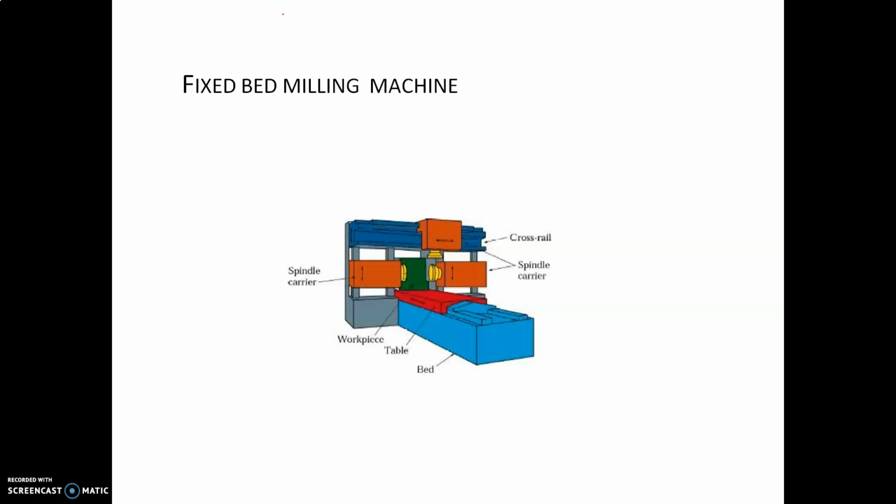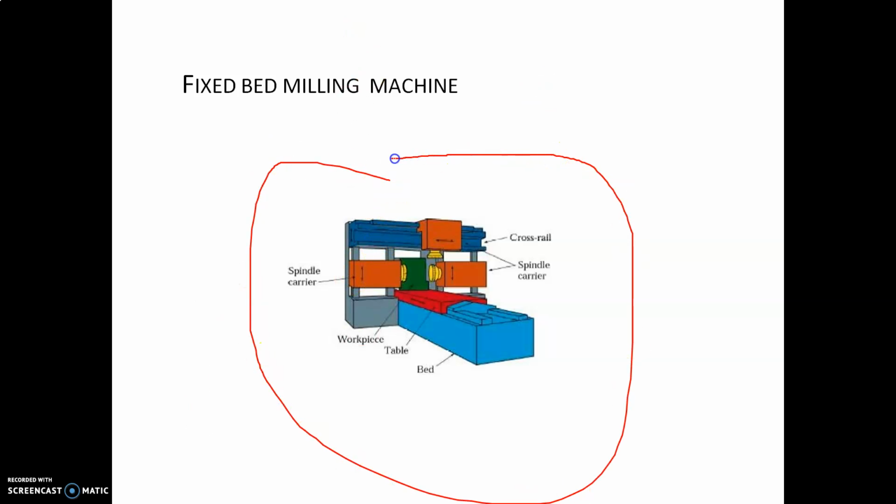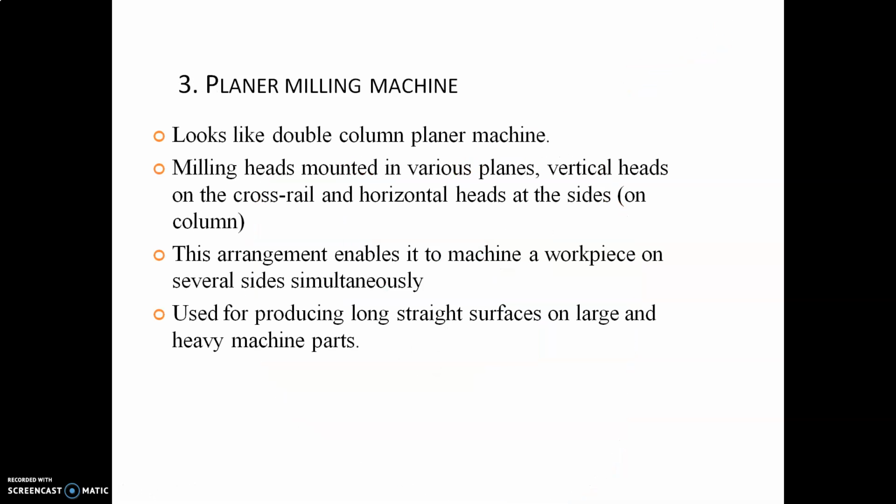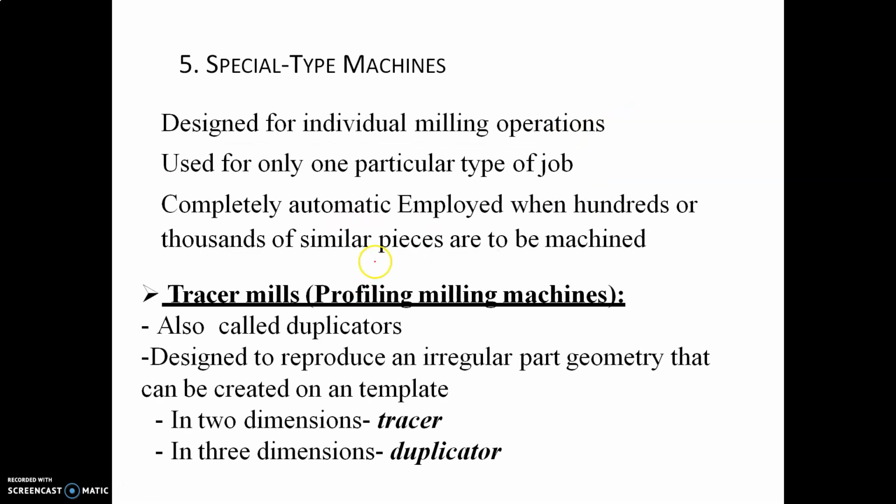So this is the fixed bed type milling machine. So normally fixed bed type milling machine is preferred for heavy work. It cannot be used for small work. It can be used for heavy work only. Next, planer milling machine. So planer milling machine looks like a double column planer machine. So milling head mounted on the various planes. So used to produce the plane surfaces.